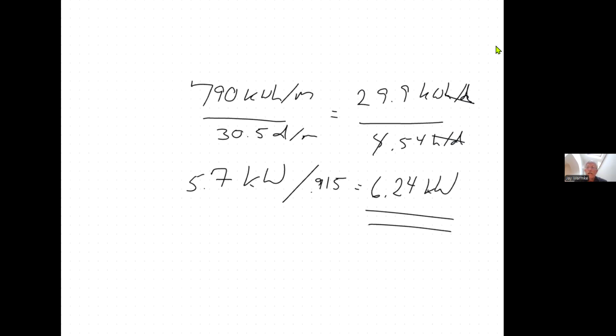Well, that's not 24, it's hours of sunlight. And then that gives us the size of our array if it were 100% efficient, which it's not. So we divide that by the D rate and we get the answer.